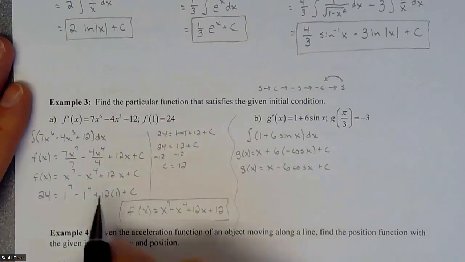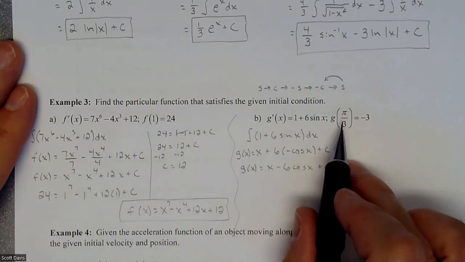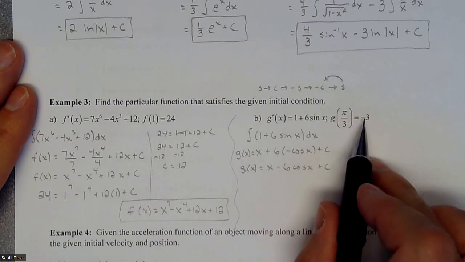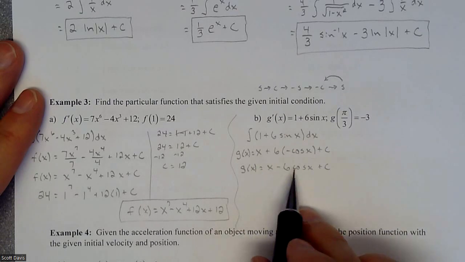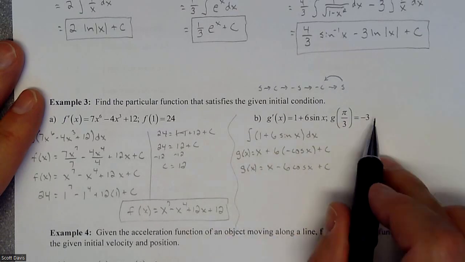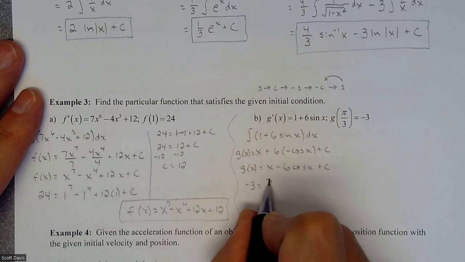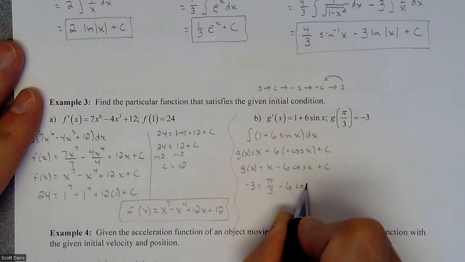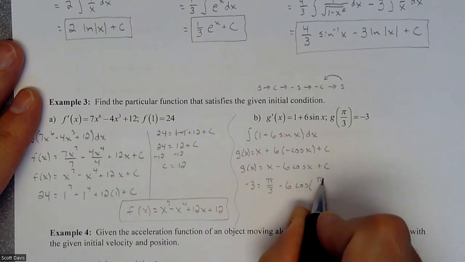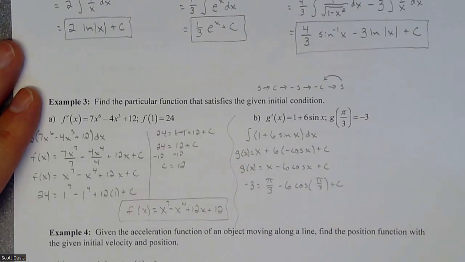So back to this type of problem. We're here, but we have enough information. They tell us that if you were to plug in pi over 3, we get a negative 3 out of it. So let's do that. We're going to plug in pi over 3, and we're going to set it equal to that negative 3. So negative 3 equals pi over 3 minus 6 times cosine of pi over 3 plus c. And then we can solve for c.